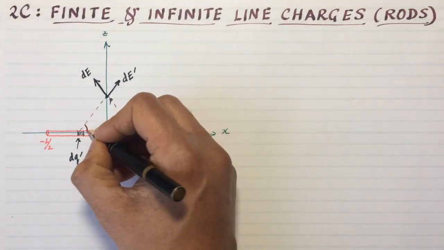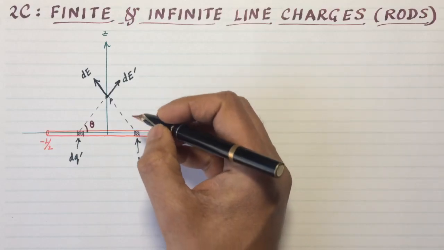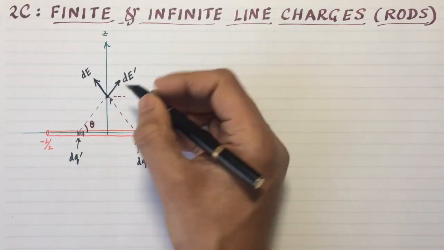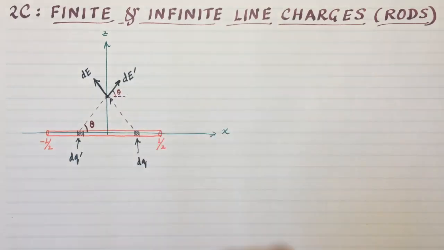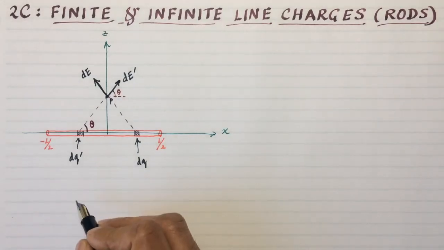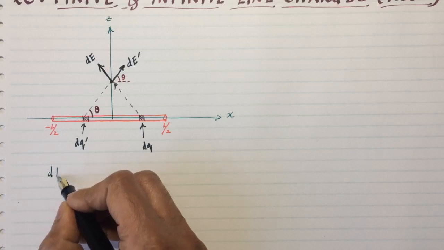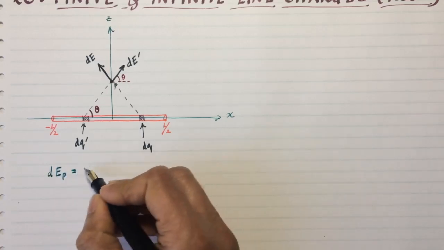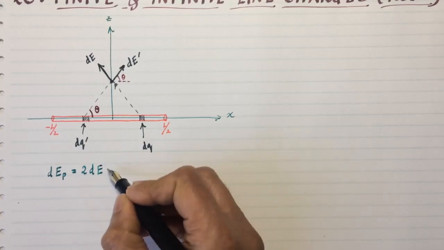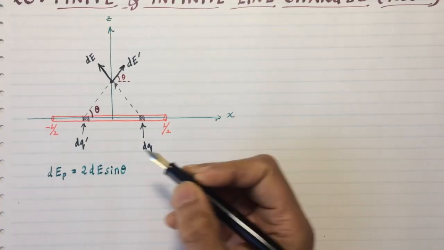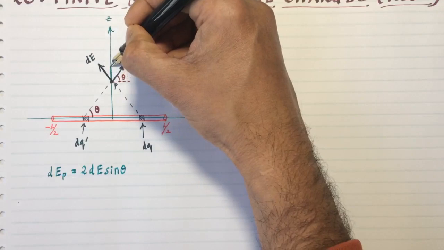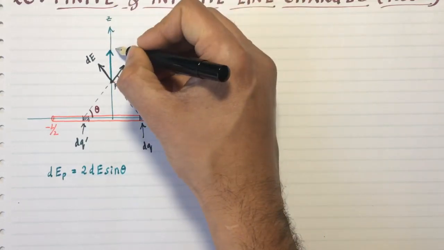Let's define this angle theta. That angle will also be theta here. So from that we can see that the components that add up are the sine components. So let's write down the magnitude of the resultant electric field at point P. It will be 2 dE sine theta, and I can even draw it. There it is.